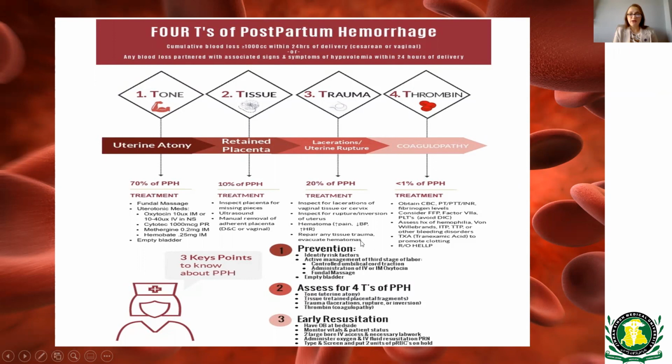Inspect for laceration in good light, with good assistance, check if there's a hematoma, and then repair any tissue trauma or evacuate any hematomas. If it is a thrombin deficiency or a consumption coagulopathy, that occurs in less than 1% of cases of PPH. So obtain all the labs, which is the CBC, PT, PTT, INR, fibrinogen level, and consider giving fresh frozen plasma, factor 7A, platelets, and assess the history of any hemophilia, take a proper history, or von Willebrand disease, or ITP, or TTP, or other bleeding disorders.